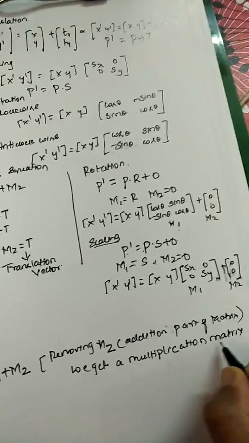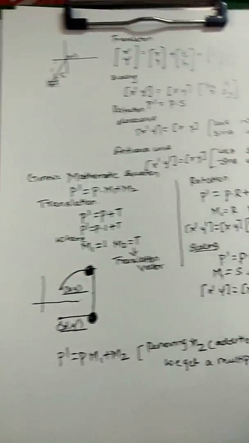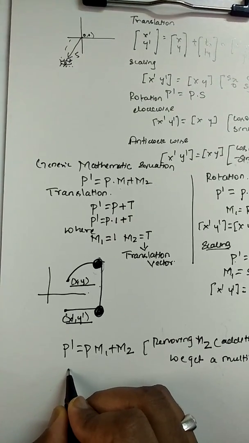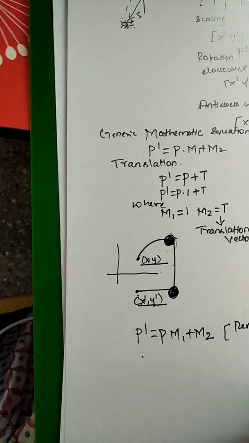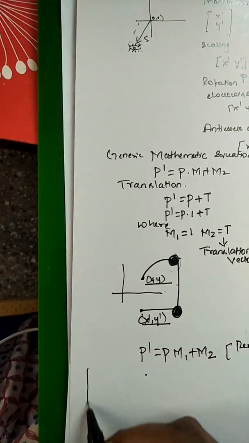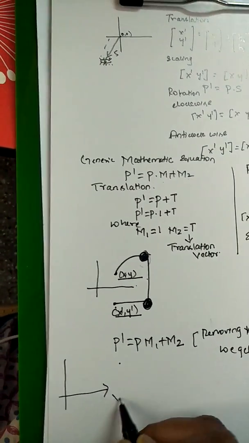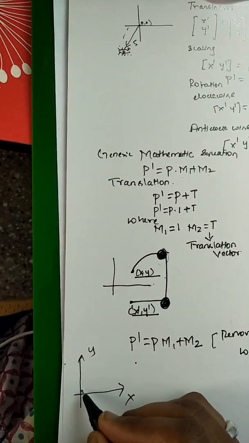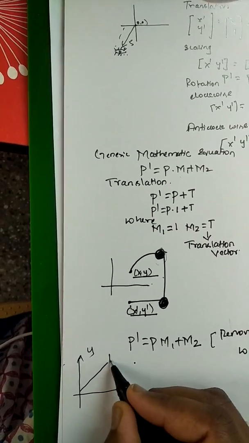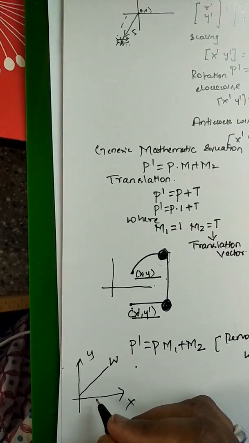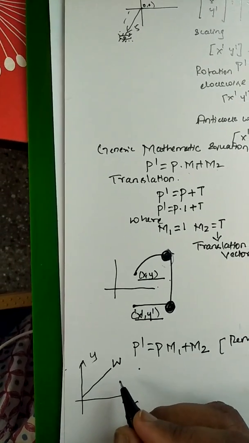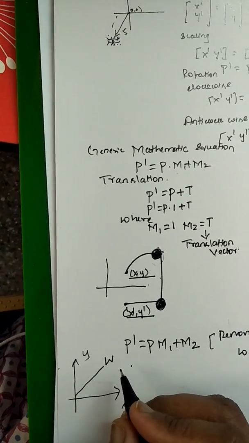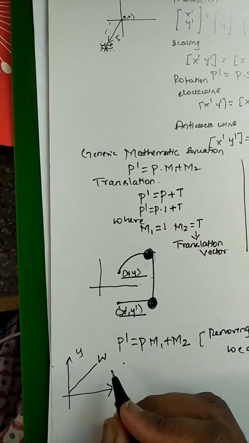We get a multiplication matrix form. Example, in order to achieve that, consider this as x, this as y. I'll be taking one more coordinate, that is diagonal to this, W. Fine. So this is nothing but a dummy coordinate W. So a 2 cross 2 matrix is converted to a 3 cross 3 matrix.